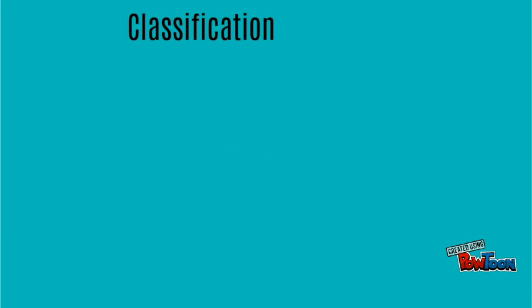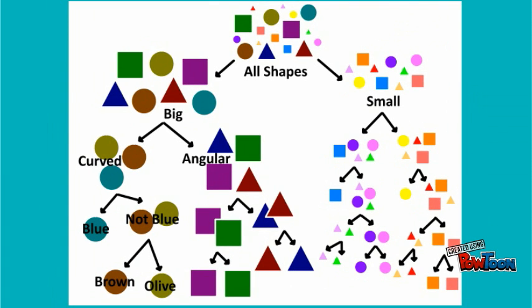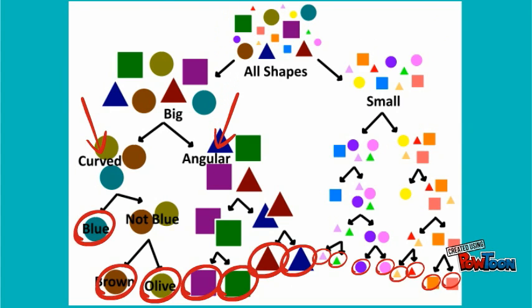Classification is, essentially, a scientific word for sorting. For example, we can take this group of shapes and sort them into smaller and smaller groups based on their characteristics. There are many ways to do this, but in this example, the shapes have been sorted into two major categories, big and small. You'll notice that each of those groups is further divided into two smaller groups, such as curved and angular. This process is continued until each group contains one shape.